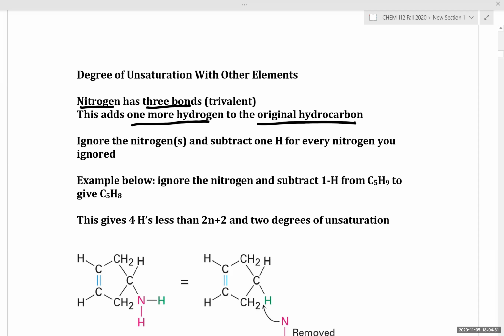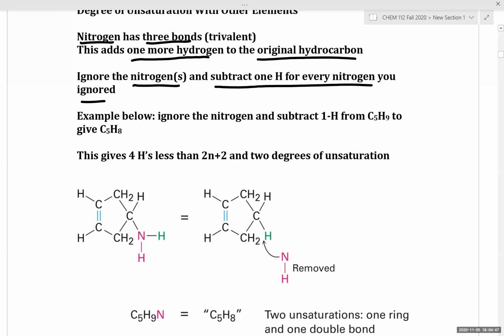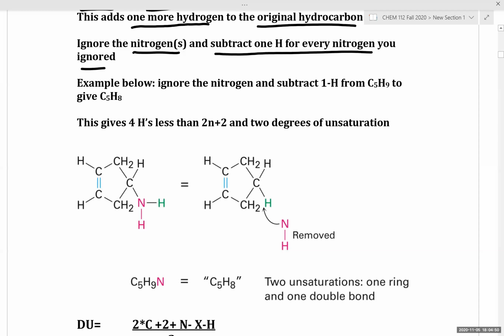So in order to fully and correctly calculate the degree of unsaturation, what you're going to do is ignore the nitrogens and subtract 1 hydrogen from every nitrogen that you ignored. So for example, looking at this structure below, C5H9N, we're going to ignore 1 nitrogen. So in turn, that means we're going to subtract 1 hydrogen from our total. So rather than treating C5H9N as C5H9, it turns into C5H8 for our degree of unsaturation calculation.